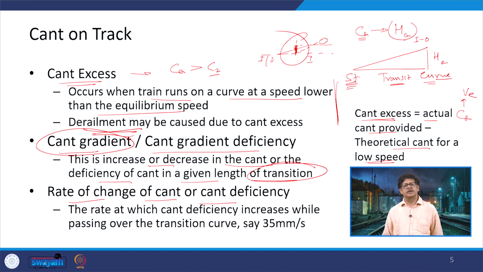So, this is another value which we consider here, the rate at which the Cant deficiency increases while passing over the transition curve. Usually it is taken as 35 mm per second. For every second, a 35 mm change can be there. So, this will also give you an idea. If you are talking in terms of the length, it is simpler, because the train is moving at a speed. If we consider that particular speed and use it with the 35 mm value, which is mm per second, you will get the length.